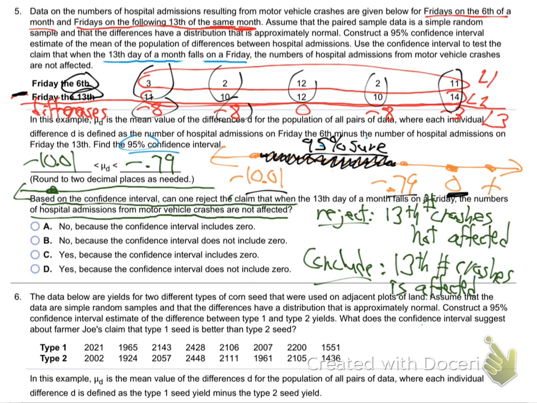We're 95% sure that the difference is not 0. If the difference is 0, that would mean they are the same. If the difference is 0, then they're not different. But we're 95% sure that the difference is not 0. They are different. The number of crashes is affected. The number of crashes is different. So can we conclude that? Yes, D here. Yes, because the confidence interval does not include 0. We can conclude that.